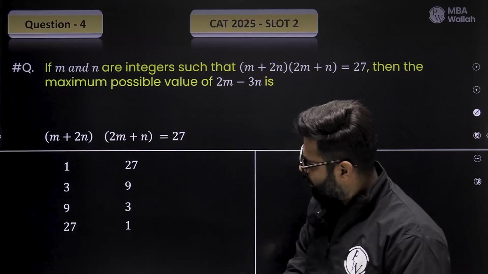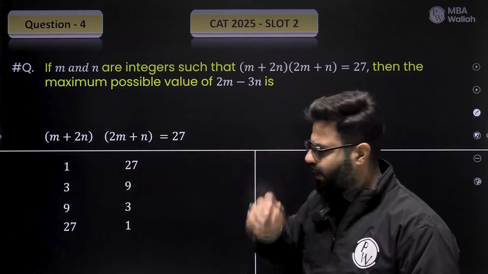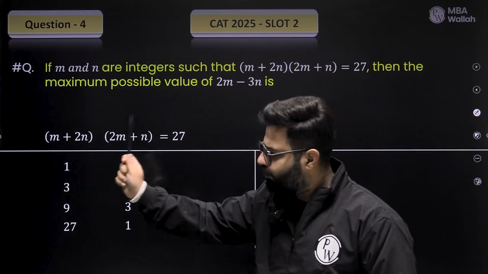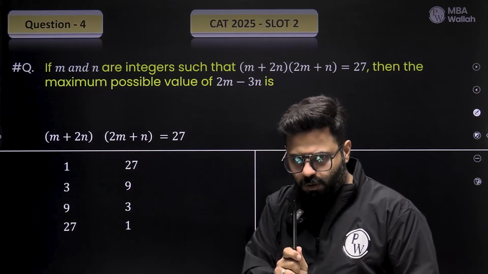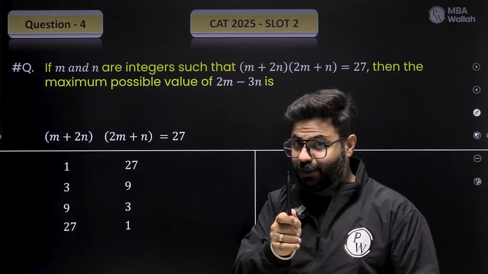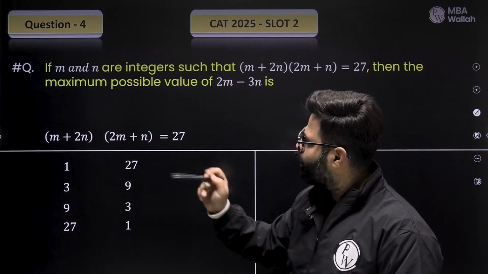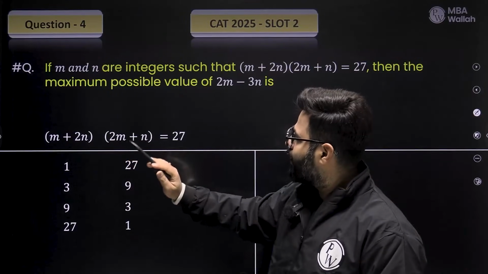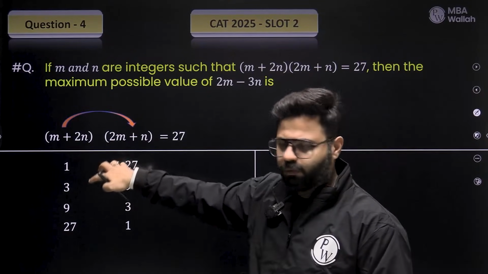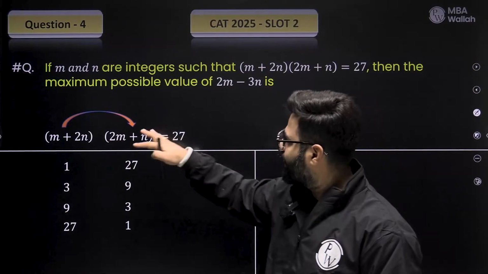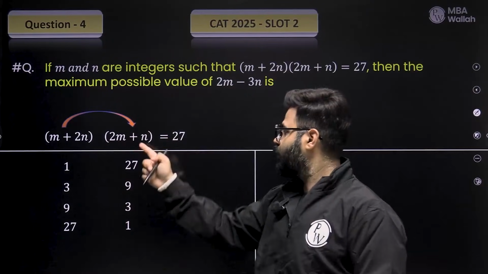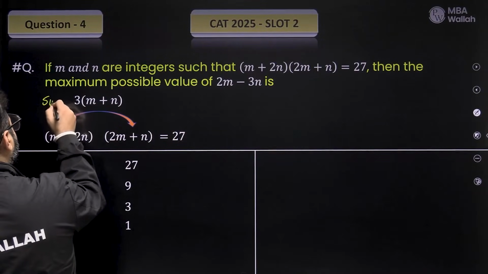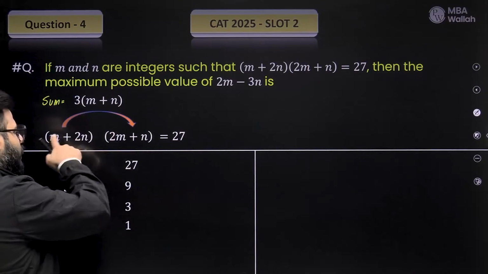And then I observed that, okay, fine, I have these 4 possibilities and also for the negatives. What if I see that here the coefficients are interchanging? So if I add them, I'll get some beautiful thing that we have seen. If I add these two, what do I get? 2m plus m, 3m, and n plus 2n, 3n, isn't it? So the sum of the two numbers which product to 27 is coming out to be 3m plus 3n.